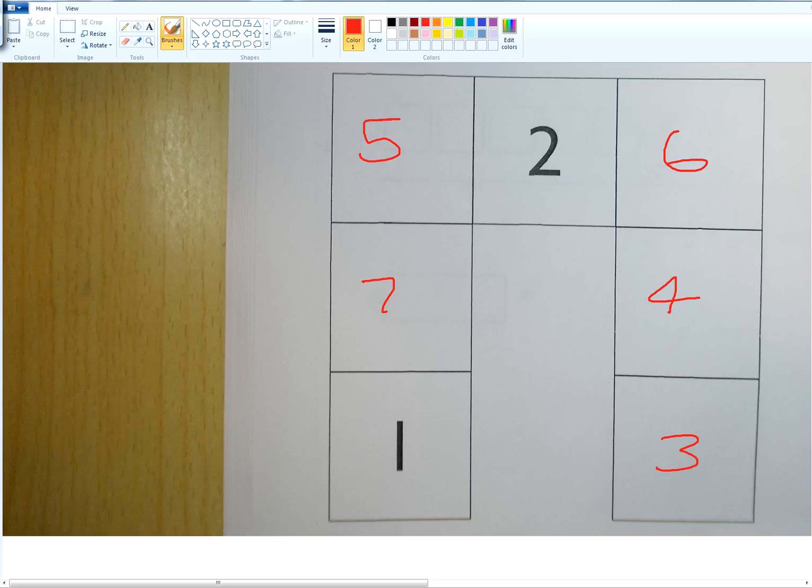What if you do 7, 2, 4, and then you do, okay, what total do you get? Do you get the same total? Okay. Right, next question.